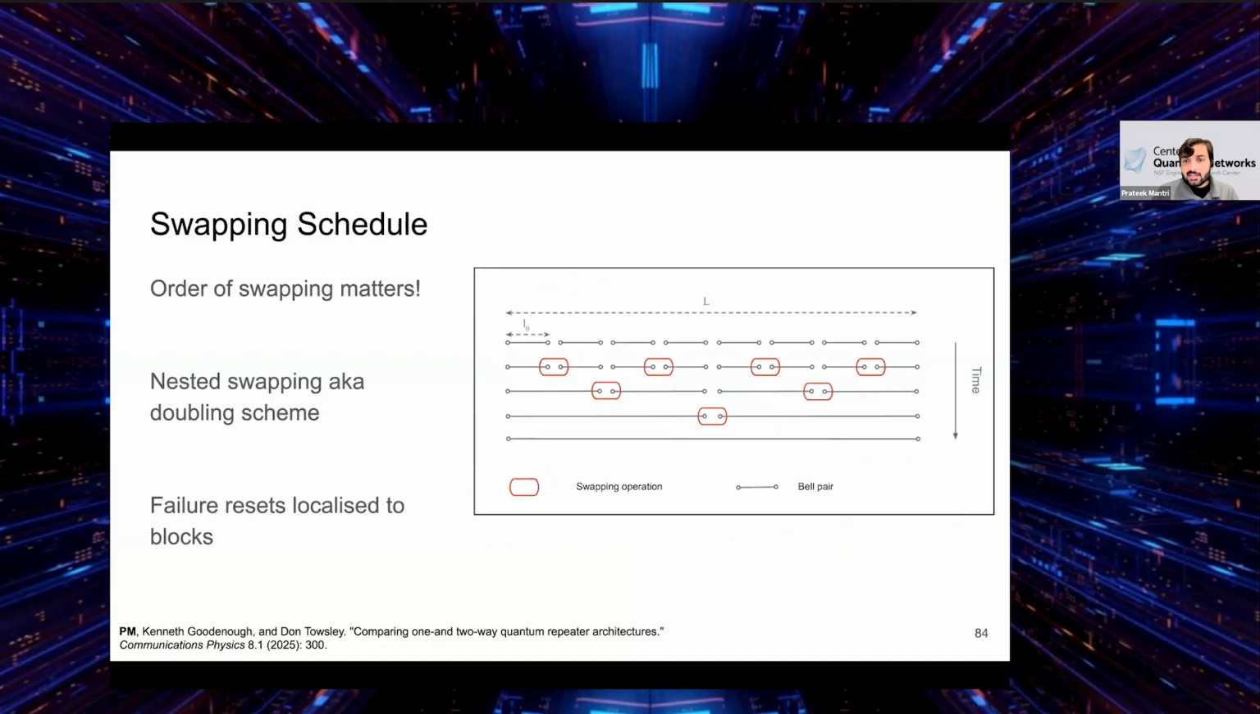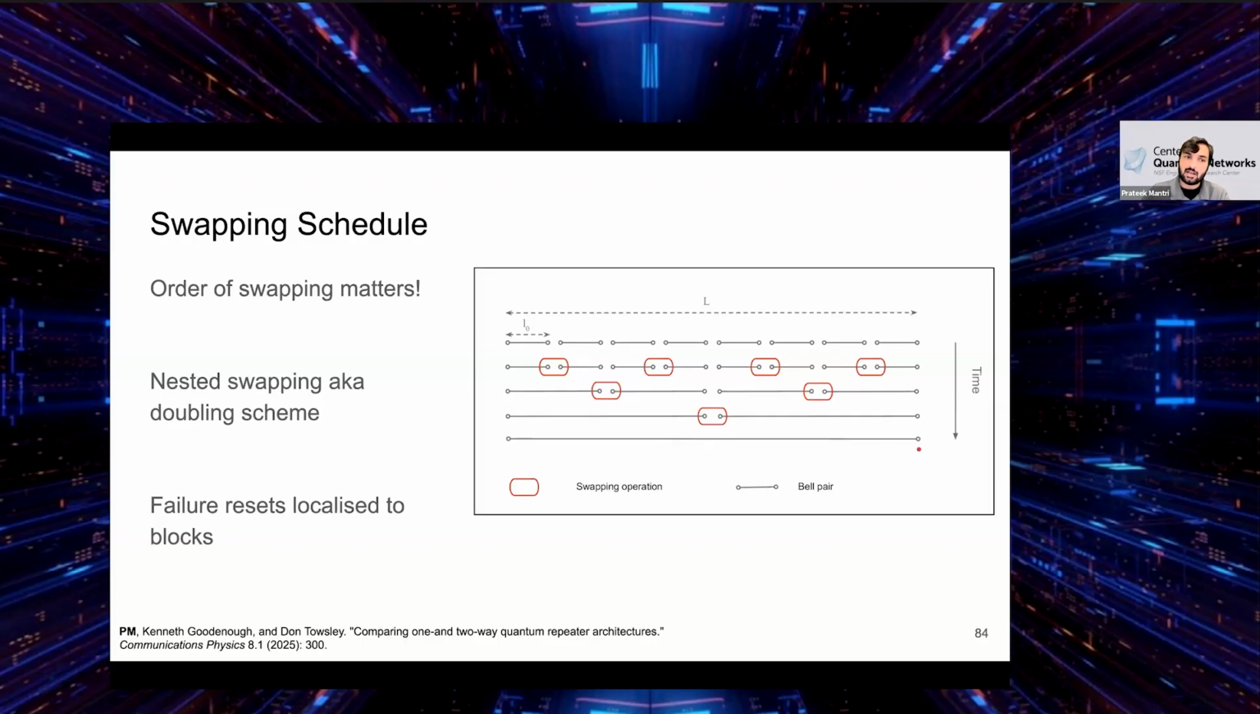Now, there is another way to localize all these reset failures if we do it in a slightly more organized fashion. So let's say we are developing these elementary links between Alice and Bob, and we swap at every alternate link, effectively doubling the length of all the segments in the chain. And we keep on recursively doing that until we have a link established between Alice and Bob.